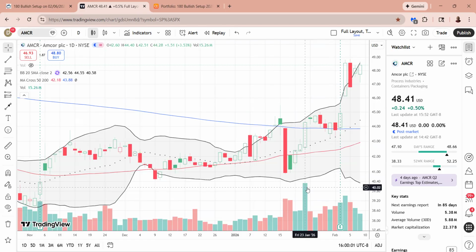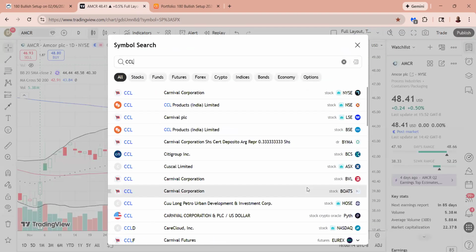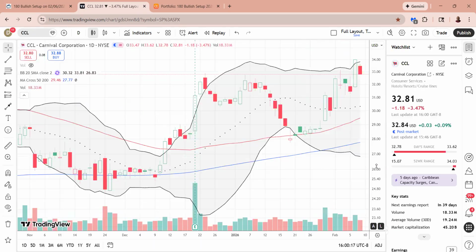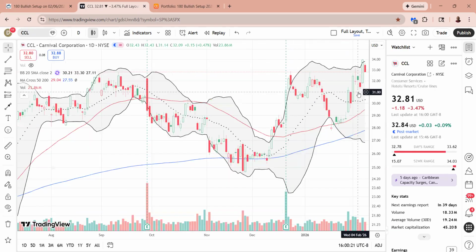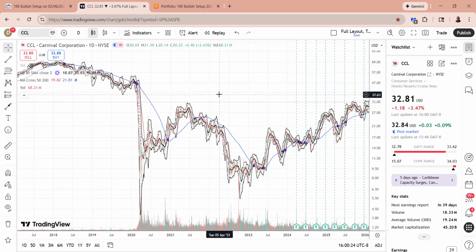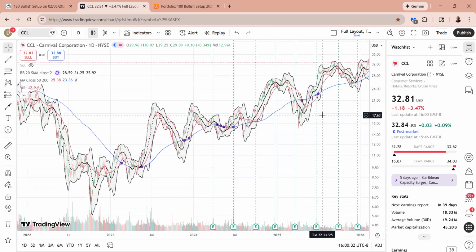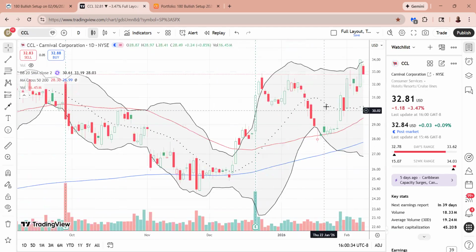And then finally, the last one that I will show for the day is actually one that I did not buy, but I'm looking closely at it: Carnival Cruise Lines. This was interesting. It didn't make the buy. You could see it gapped down, so it obviously didn't make the 180 bullish setup. But CCL, Carnival Corporation, cleared a major hurdle, all of these previous highs, so it's looking pretty good overall. So I'm going to keep it on a buy list, but it doesn't qualify as the 180 bullish setup.